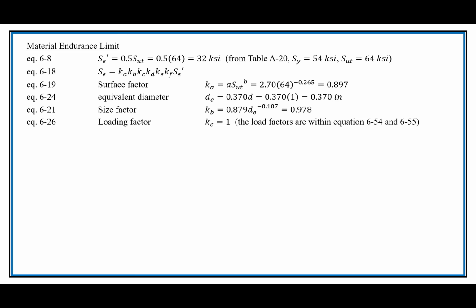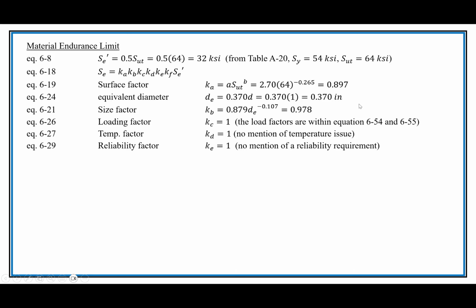So the only two things that we really have are the surface factor and the size factor. Remember, even though it's round, it is not rotating, so we do get an equivalent diameter for that. No temperature effects, no reliability, no miscellaneous. So we end up getting 28.1 KSI, which, if just looking at the alternating and this, we can see we're pretty close with 27 and 28.